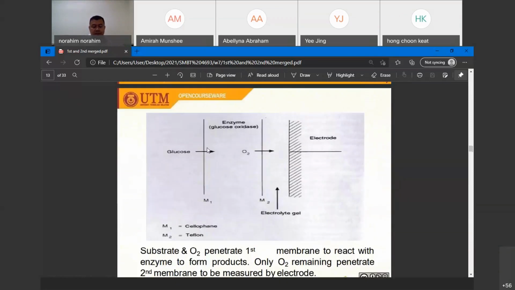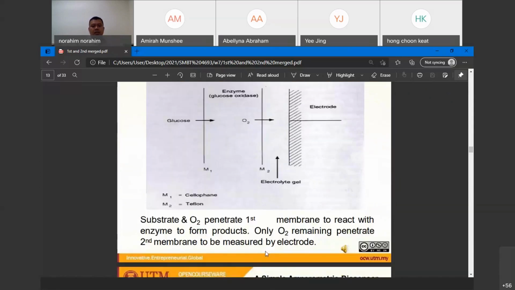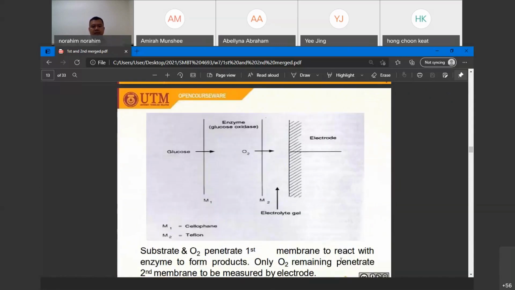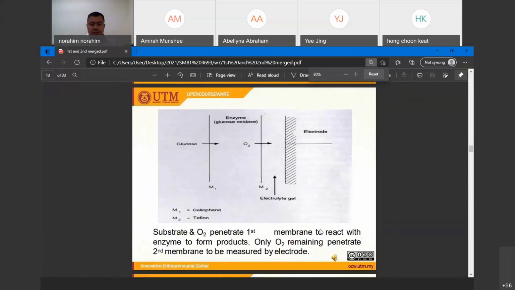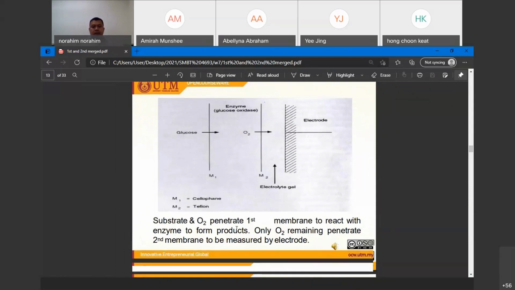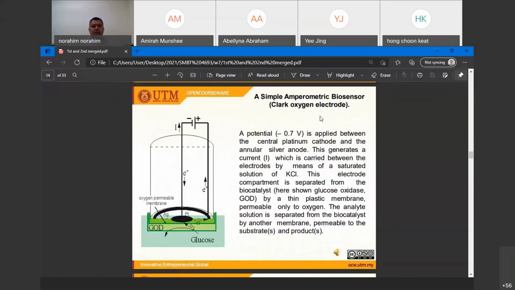Okay, the substrate, this is how it works. The substrate, your target molecule, and oxygen go into the first membrane. This is the first membrane, second membrane, M1, M2. M1 is membrane 1, membrane 2. They react with enzymes to form products. So only the remaining oxygen will penetrate the second membrane to be measured by the electrode. Okay, this is a simple amperometric biosensor.